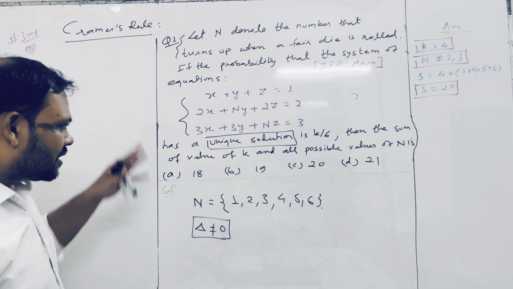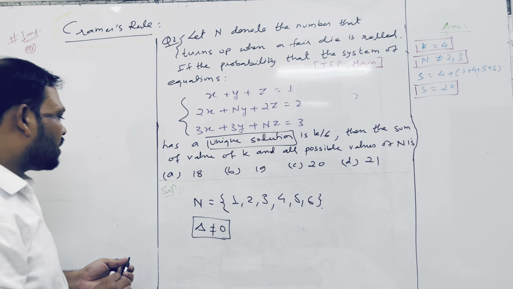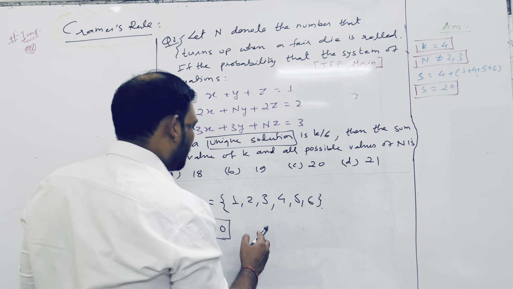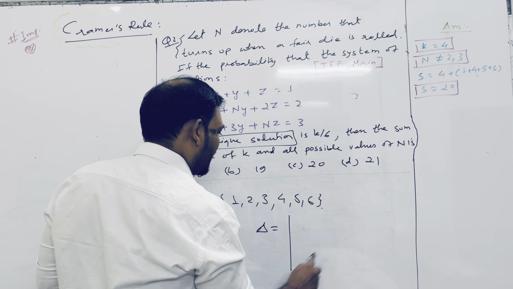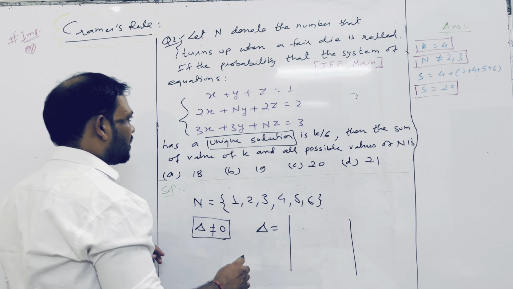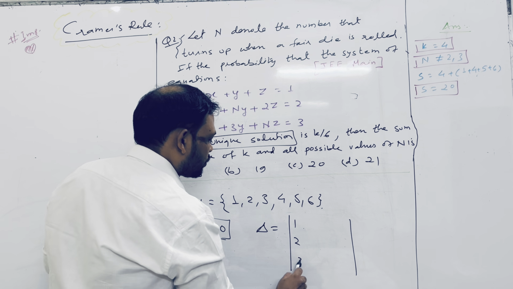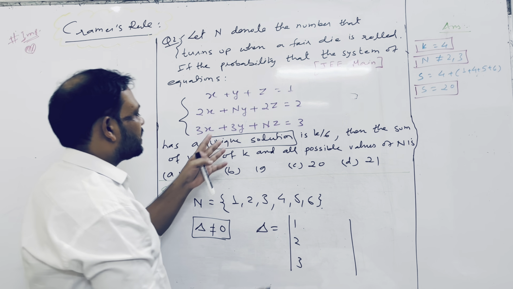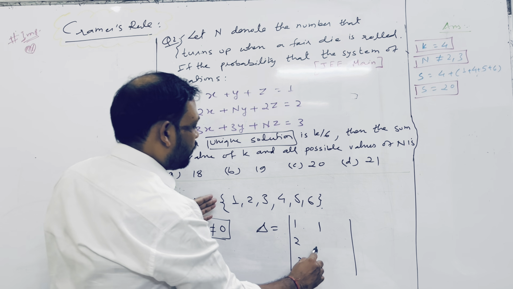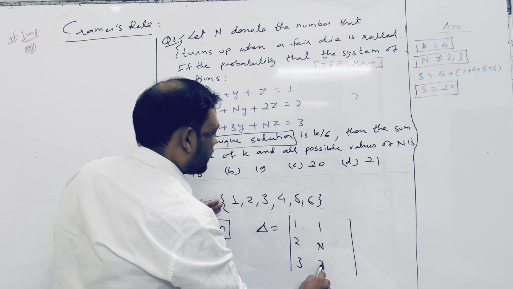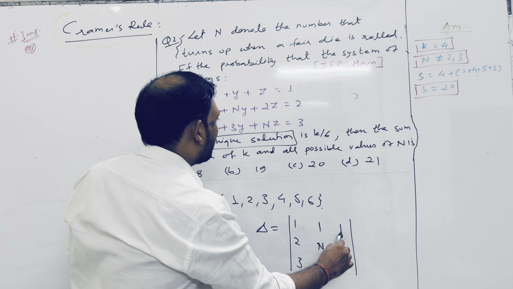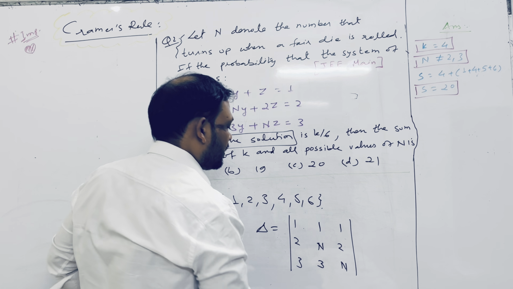So let's solve up to this stage of the question. So what will be del here? It's very clear. Del is the determinant of the coefficients. I am writing the coefficient numbers column wise. So 1, 2, 3, the coefficients of x, y, z we have to take. So the 1, then capital N, then 3. Similarly, the last column will be 1, 2 and then n.